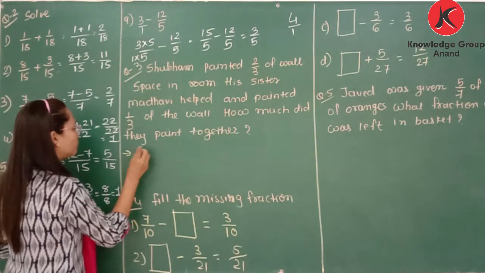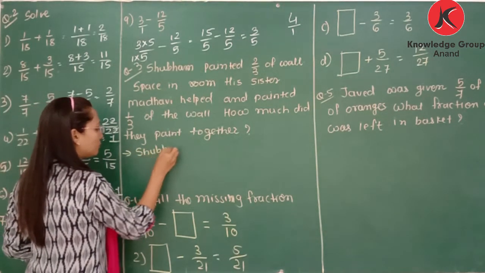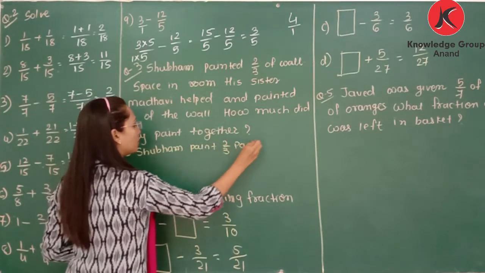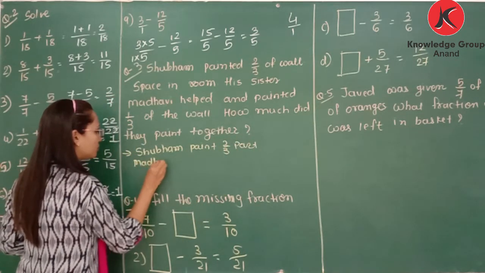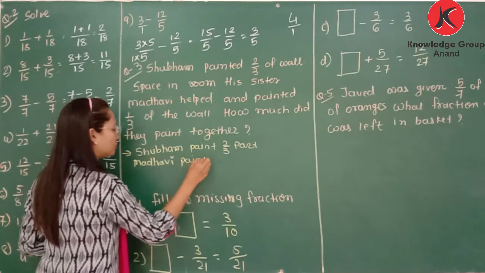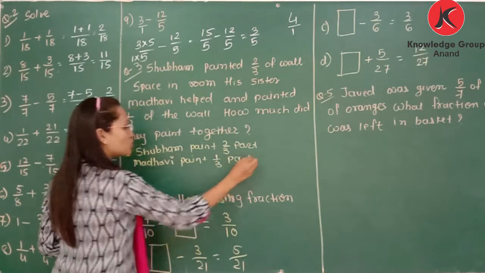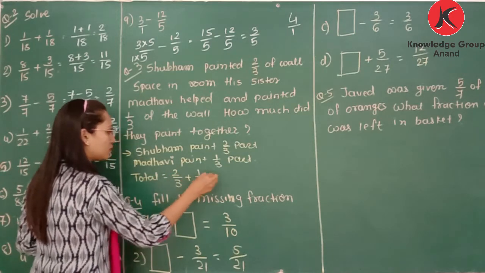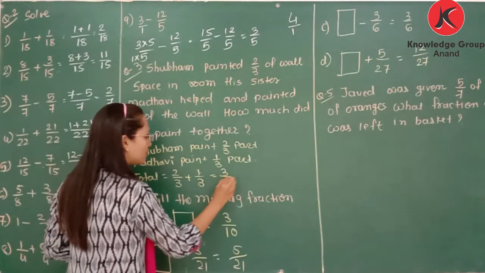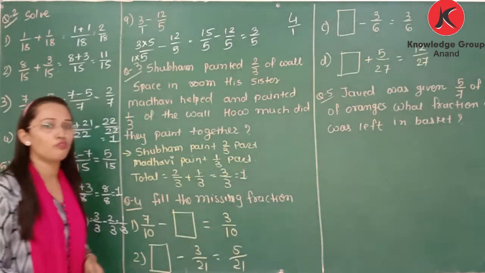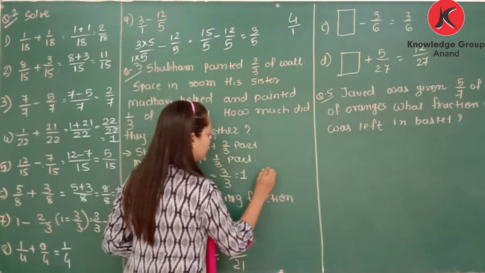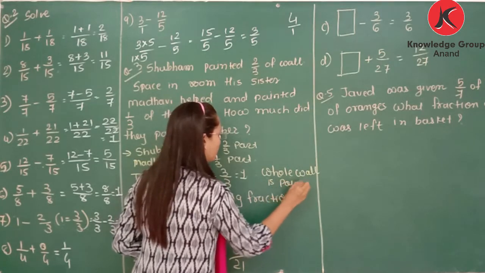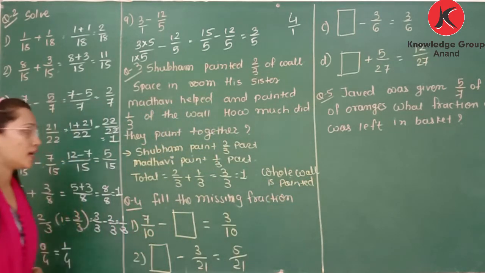So we can write, Subham painted 2 by 3 part, Madhvi painted 1 by 3 part. So total 2 by 3 plus 1 by 3. Now 2 plus 1, that is 3 by 3, is equal to 1, means the whole wall is painted by Madhvi and Subham.